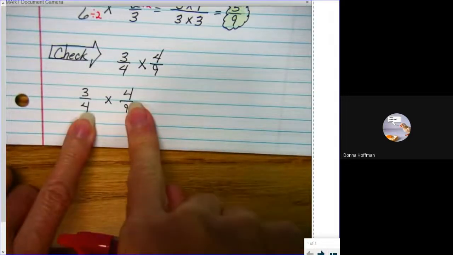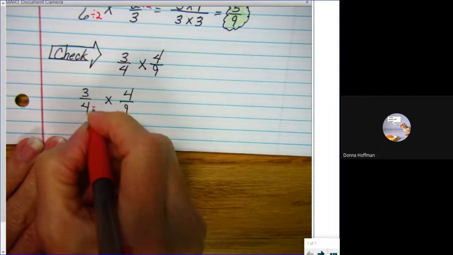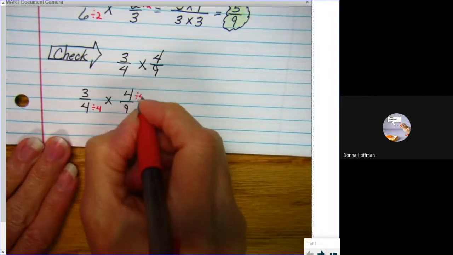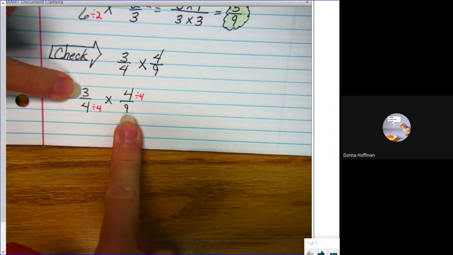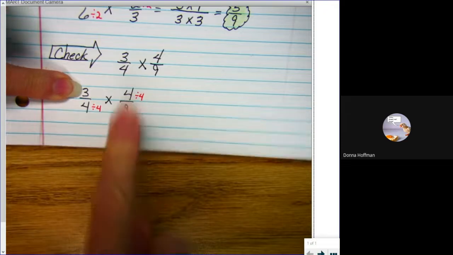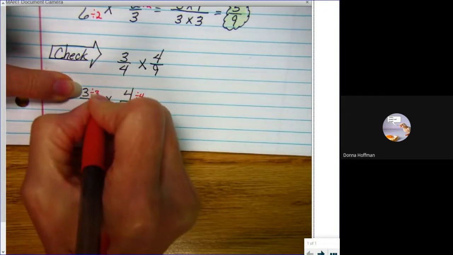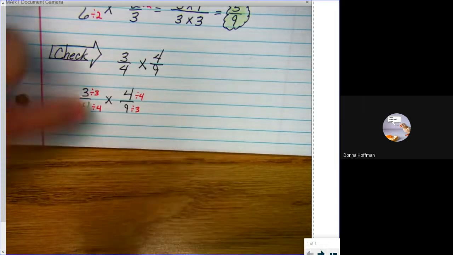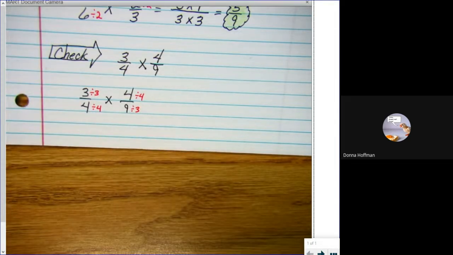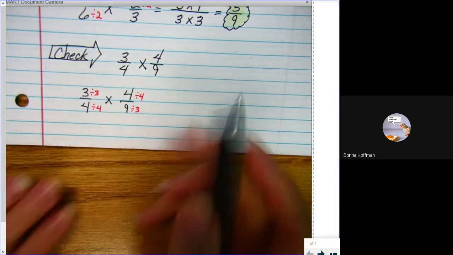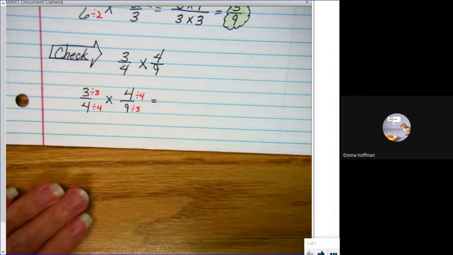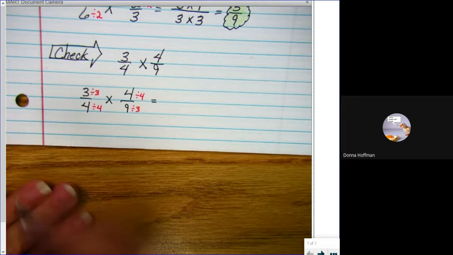4 and 4, they have a relationship. Their greatest common factor would be 4. So I'm going to divide both of those by 4. 3 and 9 also have a relationship. The greatest common factor between 3 and 9 would be 3. So I'm going to divide both of those by 3 before I get to the end. So I'm going to simplify my problem using the greatest common factor with a numerator and a denominator before I get to the final problem.